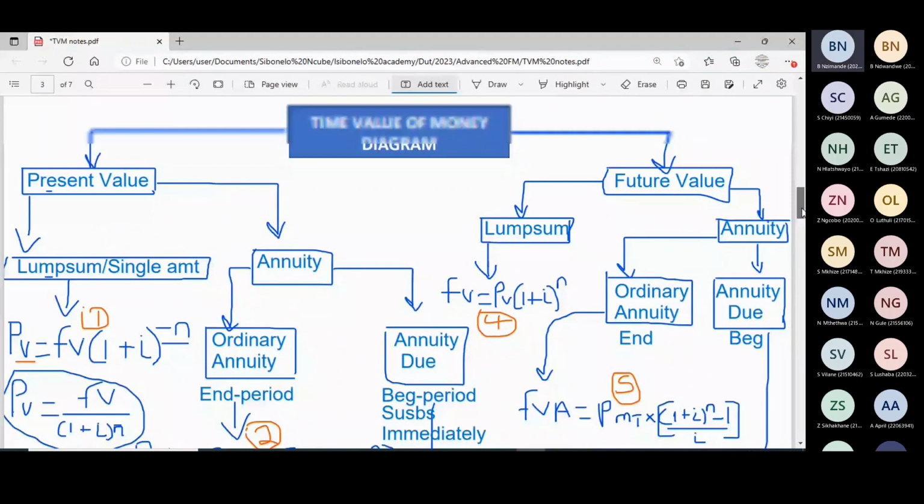So if you see in the case study that the person is doing a once-off investment, then that is a lump sum. So you're going to apply that formula. And if you see that the person is making a series of investments, so if the person is investing each and every period, then you know that one is an annuity.